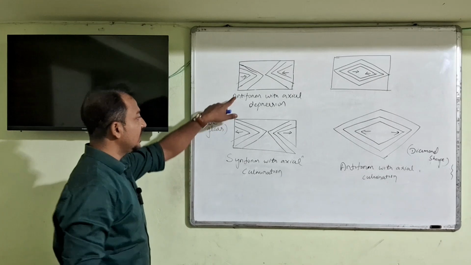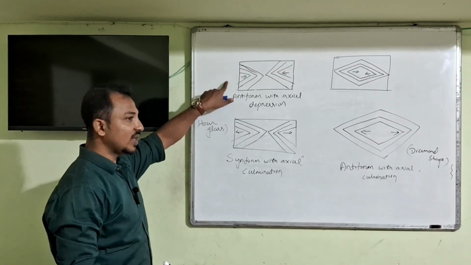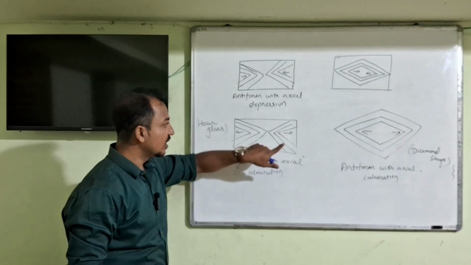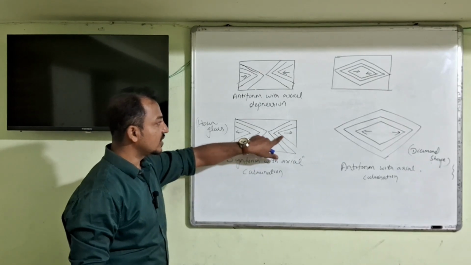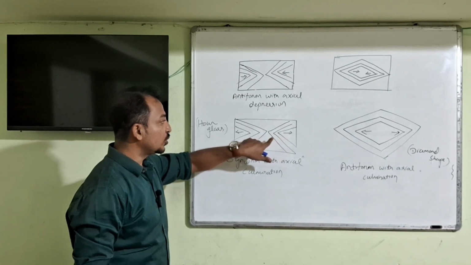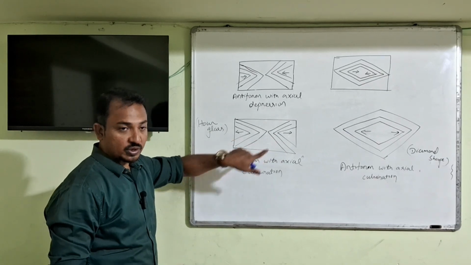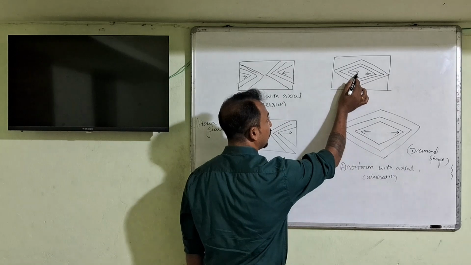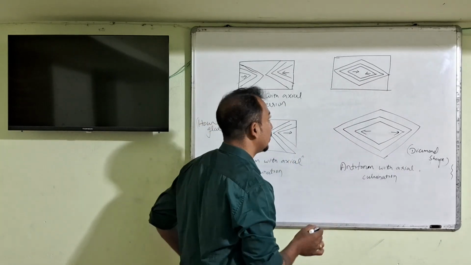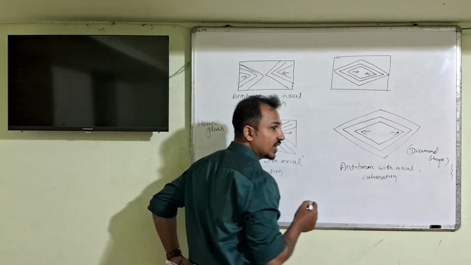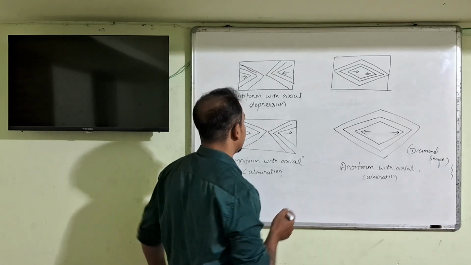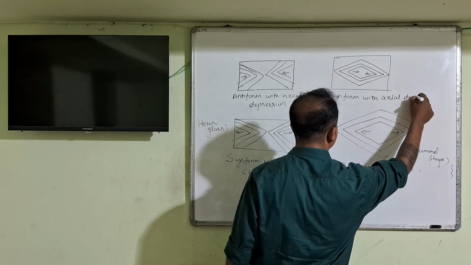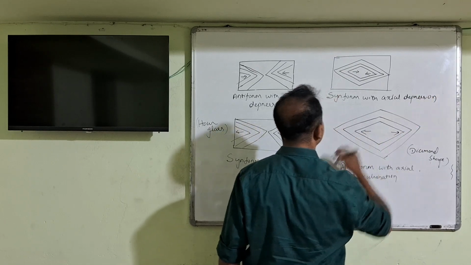So antiform with axial depression and synform with axial culmination both have the same pattern. The only difference is that the plunge direction is away from each other. And how will we know it is a synform? Because the plunge direction is opposite to the fold closure or outcrop closure. It will also be a synform, and they are dipping towards each other, so it is also a depression. So synform with axial depression.